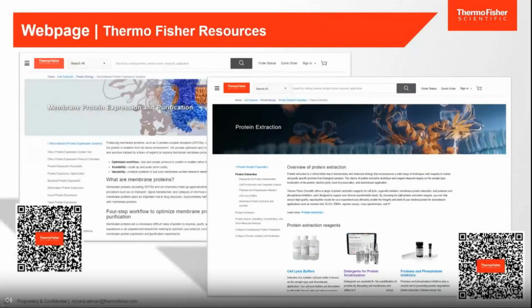I wanted to highlight here that we do have web pages on our website that can help you along the way. So we have the membrane protein expression and purification web page that gives nice tips and tricks, as well as products that you might want to consider when you're setting up your expression, extraction, and purification methods. And then we also have our protein extraction web page, which goes into detail on the different reagents we offer for membrane proteins.